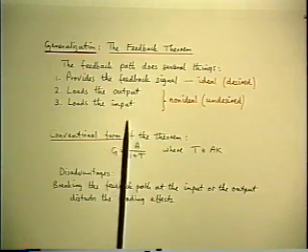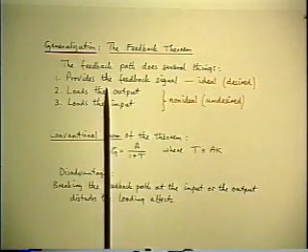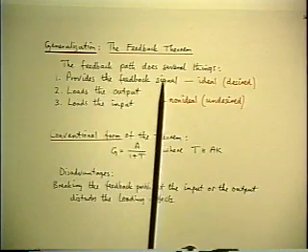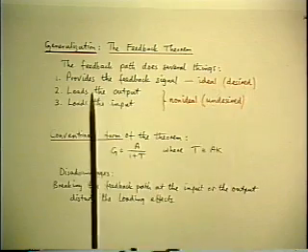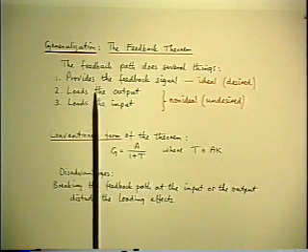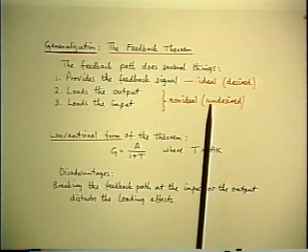Okay, to stop and summarize again for a moment. The feedback path does several things. It provides the feedback signal, which is what it's supposed to do. But it usually does a couple of other things as well. It loads the output, loads the input, and then in a sense that's a non-ideal property.